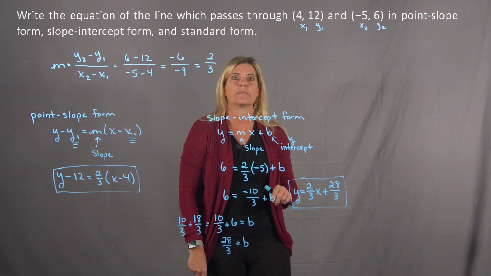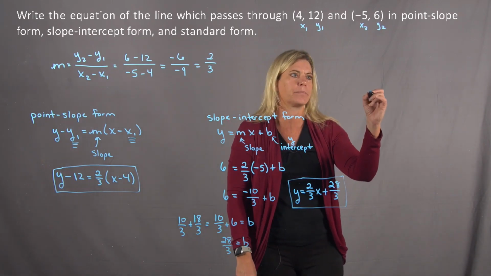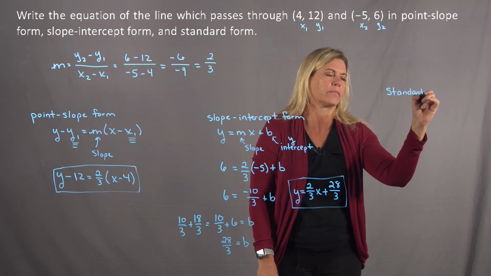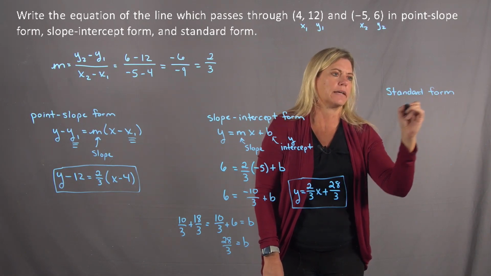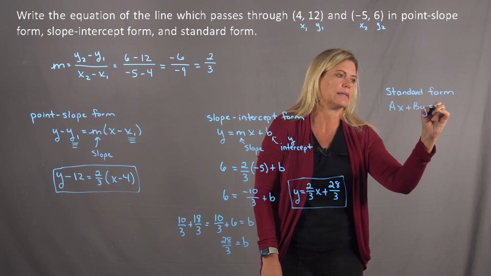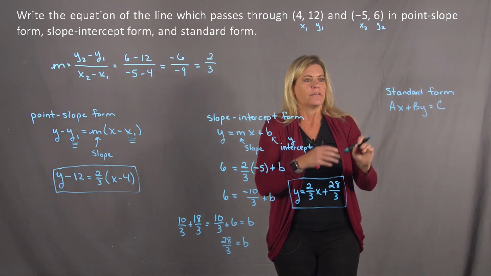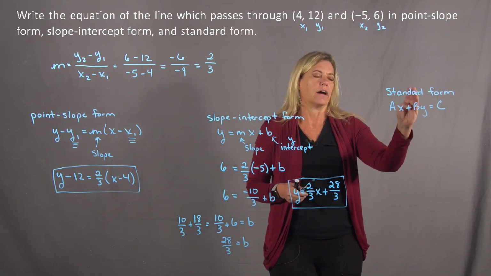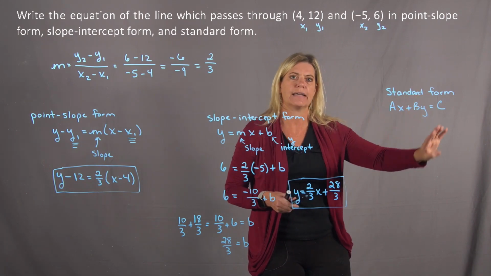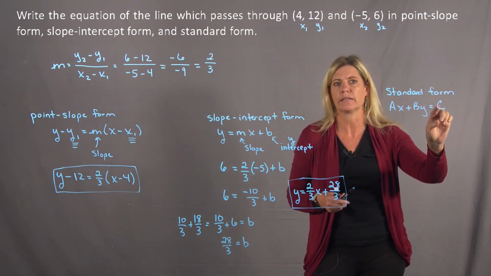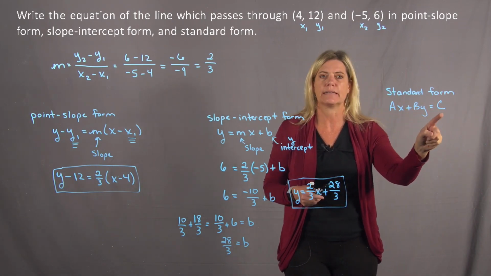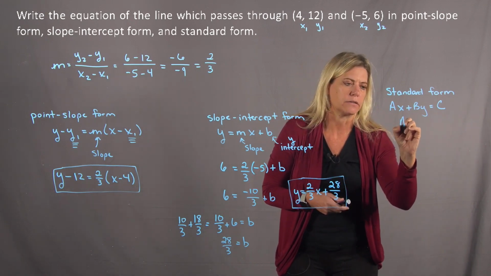All right, the last form we need to put this in is standard form. Standard form is ax plus by is equal to c. If I just study this form, we see that on the same side of the equation we have our x term and our y term, and then isolated on the other side of our equation is our constant term. And one important thing about standard form is that a, b, and c have to be integers.